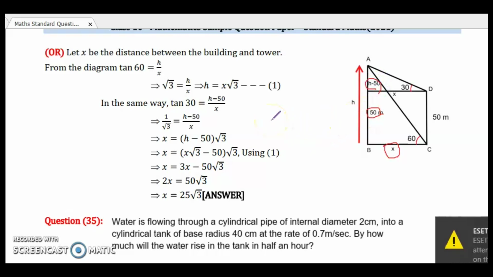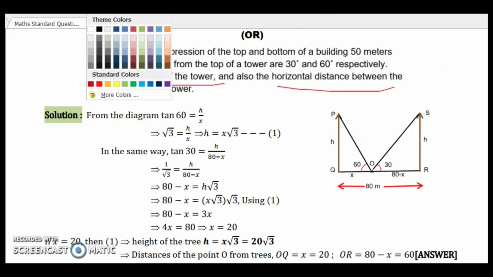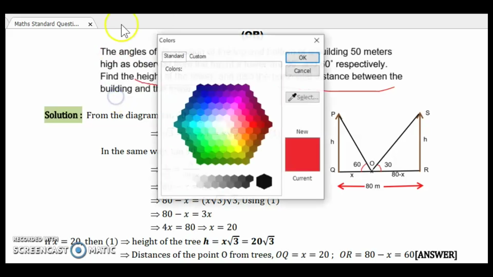Right. Therefore, we have some observations from the given problem. Now, let us move on to what is to be found out. We have to work out the height of the tower as well as the horizontal distance between the building and the tower. Right?